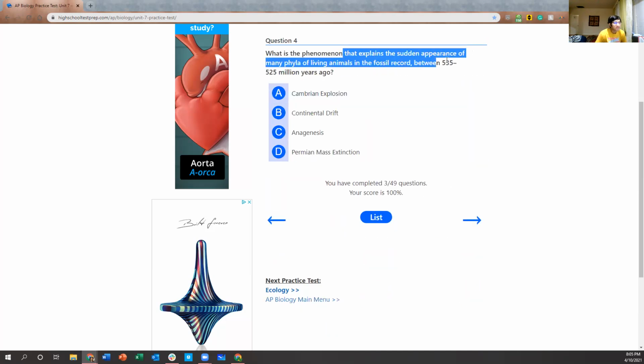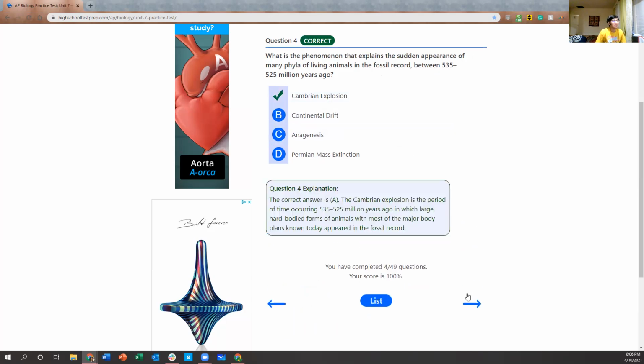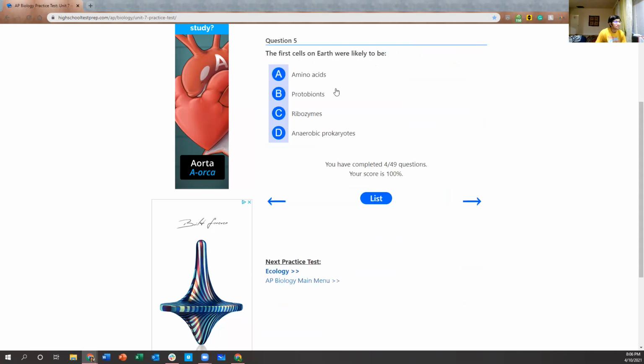What is the phenomenon that explains the sudden appearance of many phyla of living animals in the fossil record? So that's like in Earth's history. I don't really know, but it seems like it's an explosion of some sort, an explosion of population. So I would go with that. Yeah. Cambrian explosion. We haven't studied this yet. There's like a timeline. I don't think you have to memorize this though. I don't think that makes sense to memorize this, to be honest. Maybe we do. I don't know.